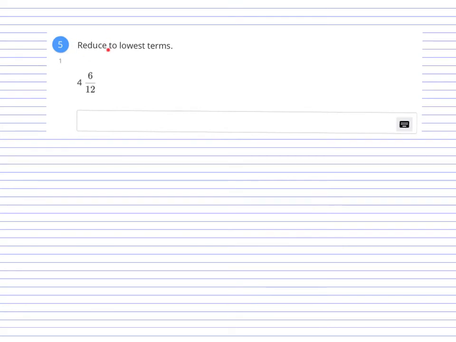So here we're going to reduce, which is another word for simplify. So we're going to reduce or simplify to the lowest terms. What lowest terms means is we're going to reduce until we can no longer reduce. Our problem is 4 and 6/12.